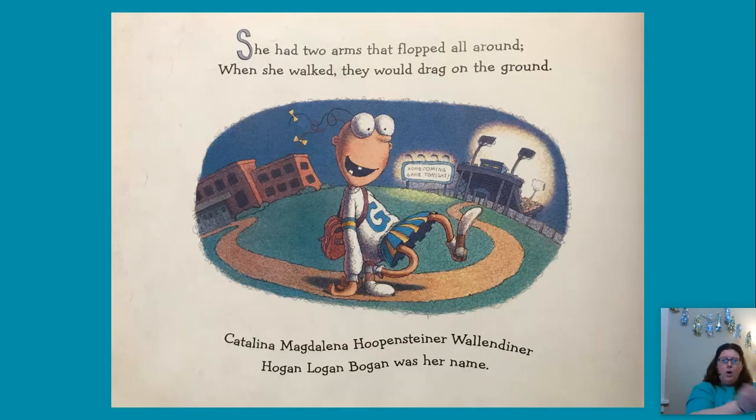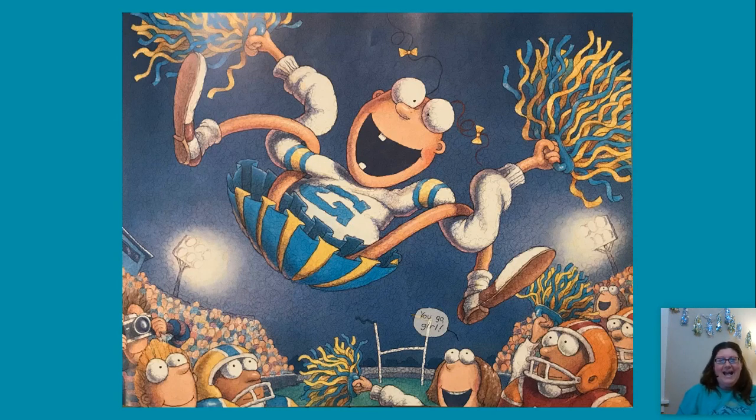She had two arms that flopped all around. When she walked, they would drag on the ground. Catalina, Magdalena, Hoopensteiner, Wallendiner, Hogan, Logan, Bogan was her name.